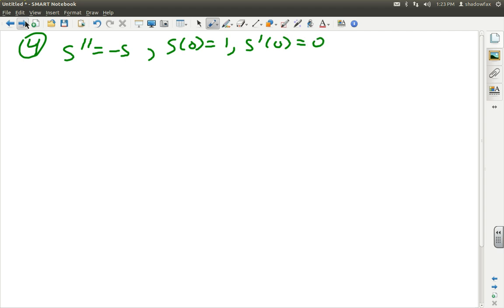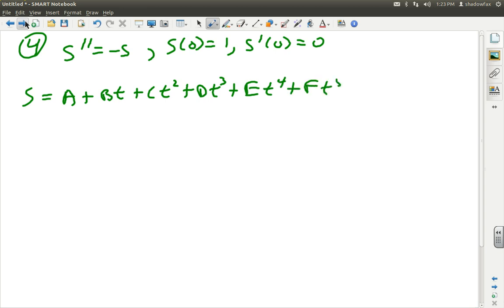And let's start the same way. Let s be Maclaurin. Now I think I need more terms because I think a lot of these terms are going to zero out. So let me throw in an extra term. How about a plus bt plus ct squared plus dt cubed plus et to the 4th plus ft to the 5th plus gt to the 6th plus. Alrighty, and so let's say I need s double prime to equal negative s.